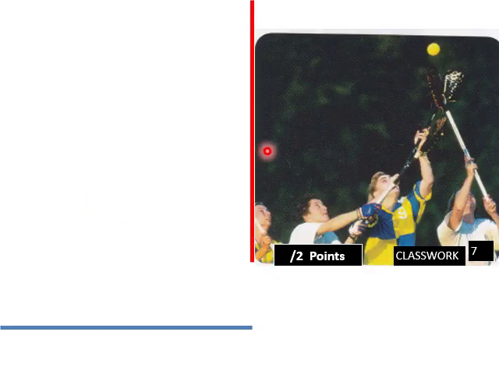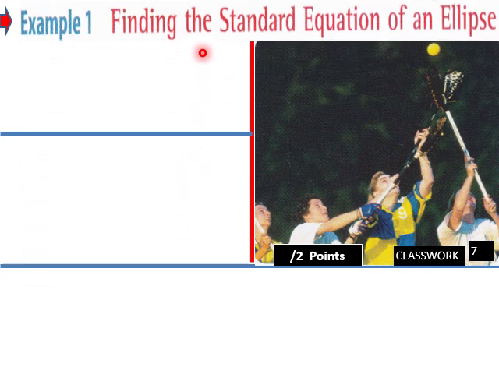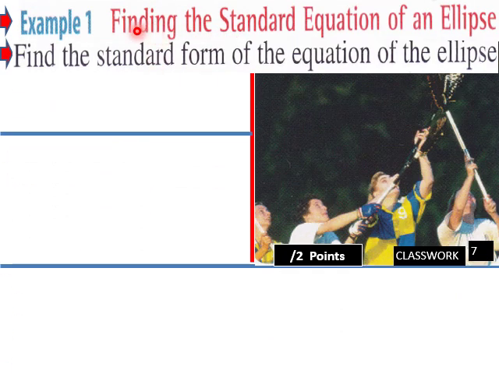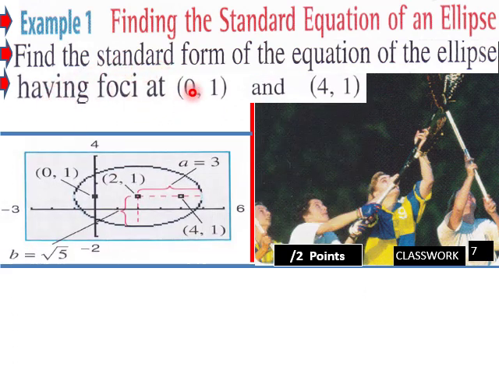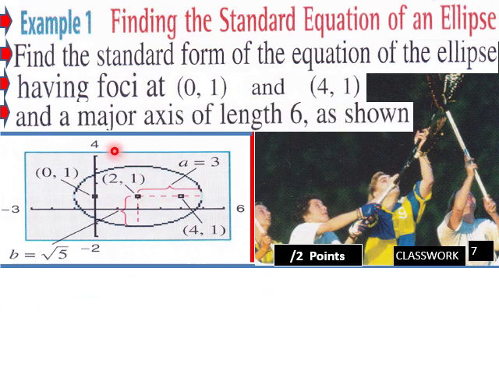Cool, right? Well, let's get into an example to perform some of this. Finding the standard equation of an ellipse. Find the standard form of the equation of the ellipse having foci at (0, 1) and (4, 1). So let's see, (0, 1) would be here, and then (4, 1) would be over here. So now this is our ellipse, and it looks to me like it has a major axis that's horizontal. I mean, you can tell just by looking at it, right? And the major axis of length 6 is shown.